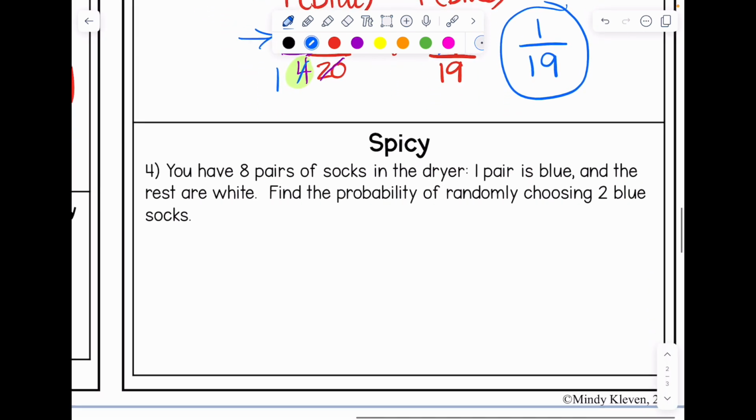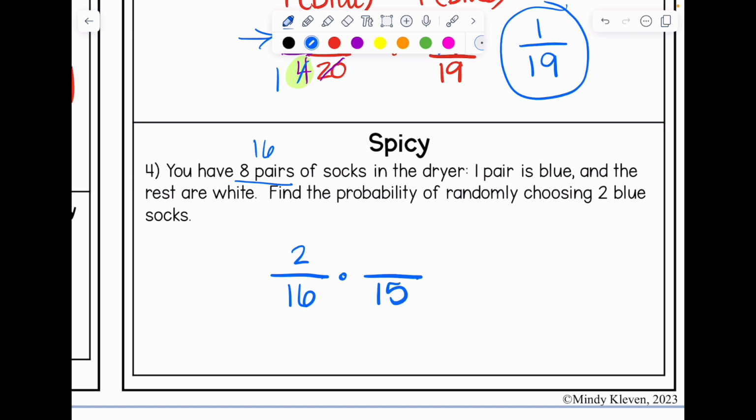All right, and a spicy problem. We have 8 pairs of socks in the dryer, 1 pair is blue, and the rest are white. Find the probability of randomly choosing 2 blue socks. So if I have 8 pairs, that means I have 16 socks. So first of all, my probability that the first sock is blue is going to be 2/16. So now if I'm randomly choosing 2, I guess this should say at the same time, then once that first sock is blue, or assuming the first sock is blue, now I'm down to 15 socks and only one of them would be blue.